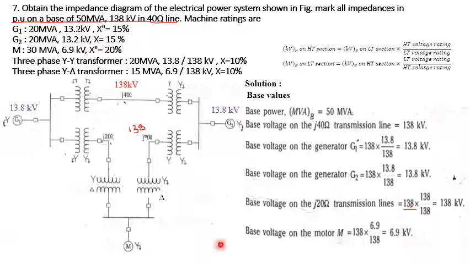Then, considering the base voltage on the motor: for the LT section, it is kV base on the ST section into LT voltage rating divided by ST voltage rating. What is the voltage we got? It is 138. How did I get this? Already we have done the conversion into the LT voltage rating of the transformer. We have to see star to delta; it is 6.9. Okay, 138, we'll get across this point, and we'll convert it to 6.9.